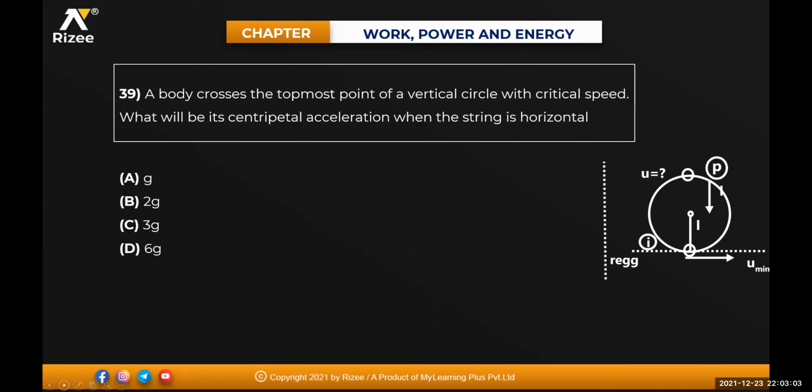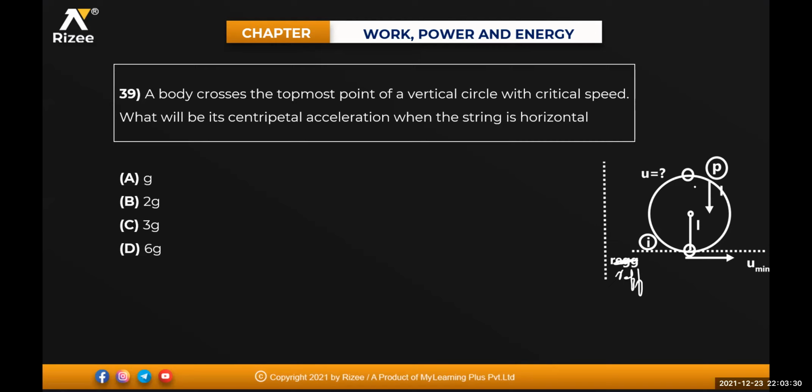Next one. The body crosses the topmost point of the vertical circle with critical speed. What will be the centripetal acceleration when the string is in the horizontal direction? This one is your reference. Initial velocity is given as u and this is the final position.